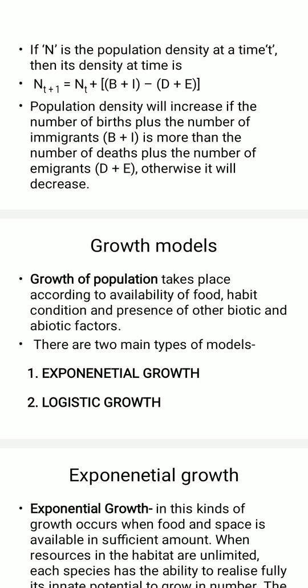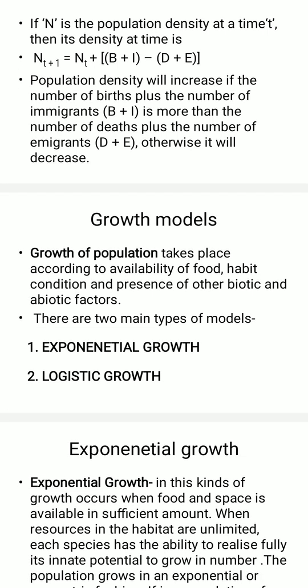There are two main types of models which we study to know about the growth of the population. That is, first one, exponential. There is a wrong spelling, it is wrong. Exponential growth. Please rectify the spelling, E-X-P-O-N-E-N-T-I-A-L. The extra E should be omitted. Sorry for that. Exponential growth and logistic growth.